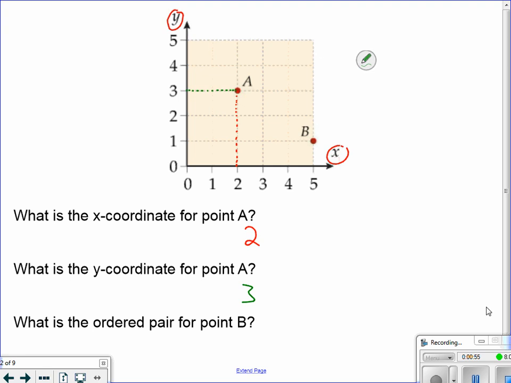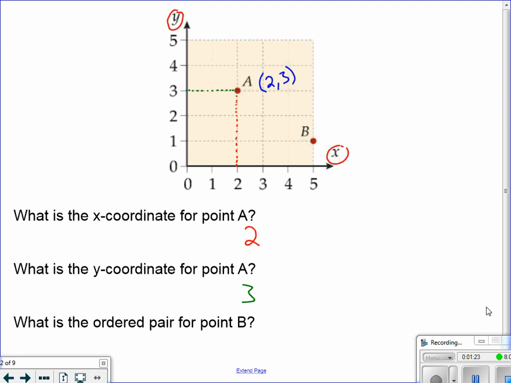Okay? Now what I have there for A is what we're going to call an ordered pair. And the reason I call it an ordered pair is because we have to put it in order with the x first and the y second. So for A, our x value is 2, our y value is 3. So we put it in parentheses and we write 2 comma 3.